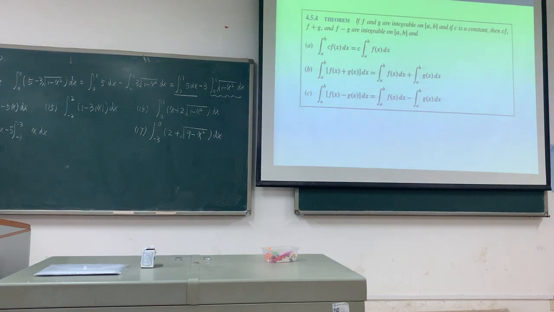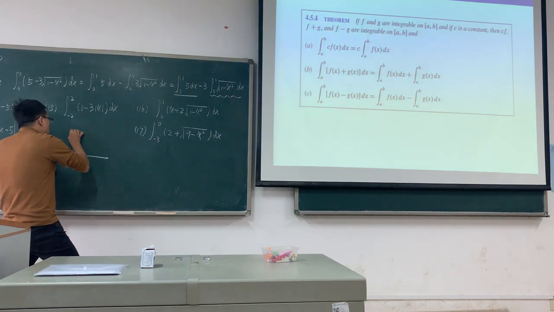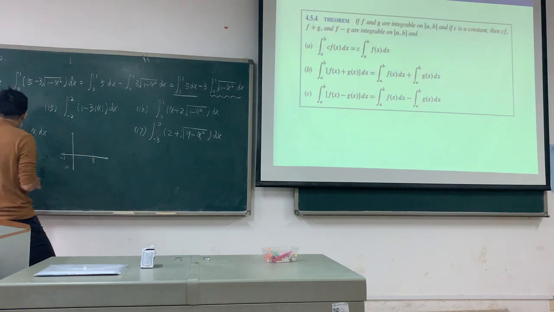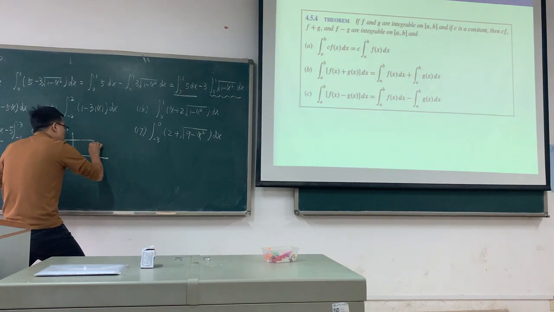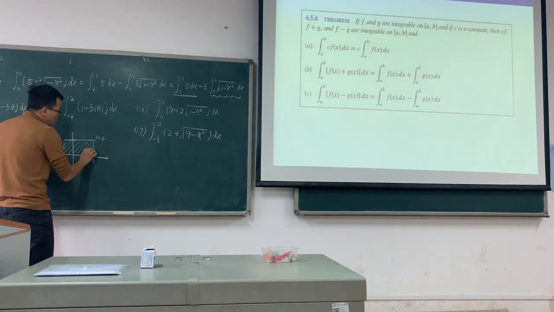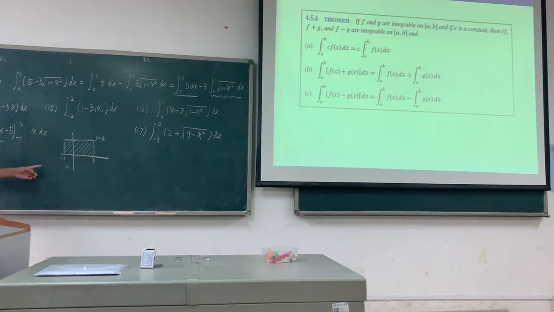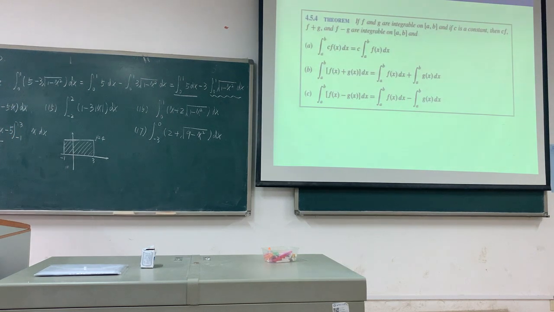Now for the first one, this part, we plot the graph. Here f(x) is 4, so y equals 4, with x from minus 1 to 3. So this is the area, a rectangle. What is the rectangle area? The base is 4 and the height is also 4, so 4 times 4. So the first definite integral is 4 times 4.